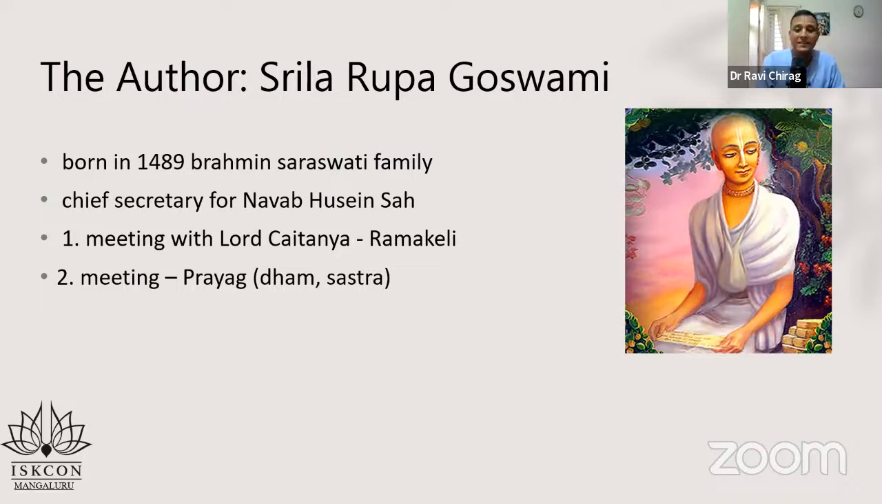The teachings and instructions of Chaitanya Mahaprabhu were given through Rupa Goswami and Sanatana Goswami. Mainly the 6 Goswamis are the main persons who distributed the knowledge of Chaitanya Mahaprabhu. Chaitanya Mahaprabhu instructed Rupa Goswami for 10 continuous days on the bank of the river at Prayag.